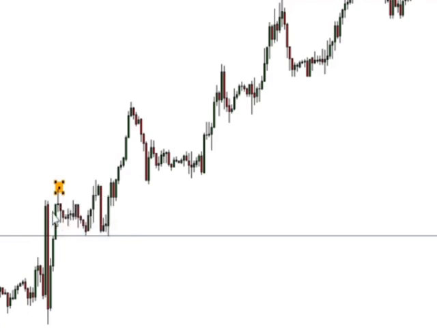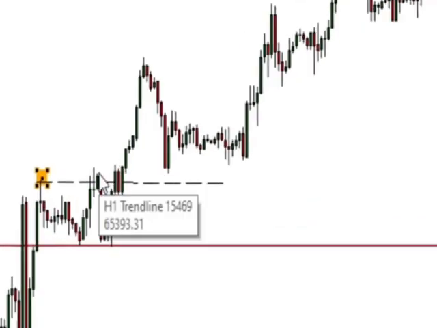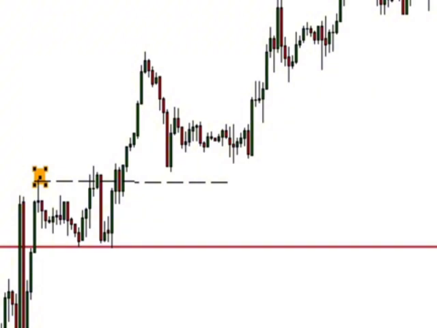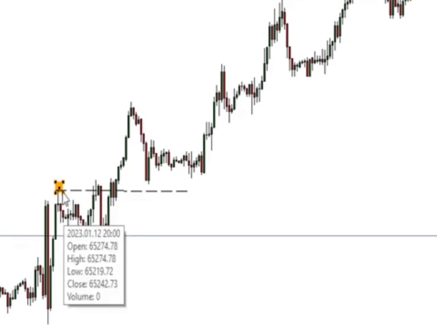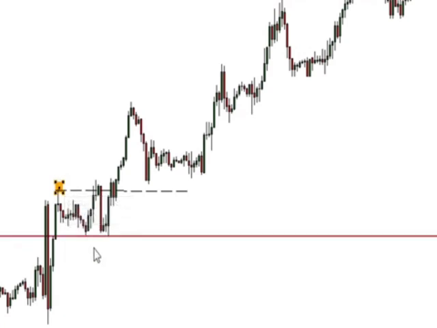Okay, the tail. So if you are identifying a break of structure, you want to see that this tail is completely violated. Okay, so you can see that this has moved above it. We want to see that the body of the candle closes above that level. Okay, so this is a break of structure. So a structure was formed and then it was broken.